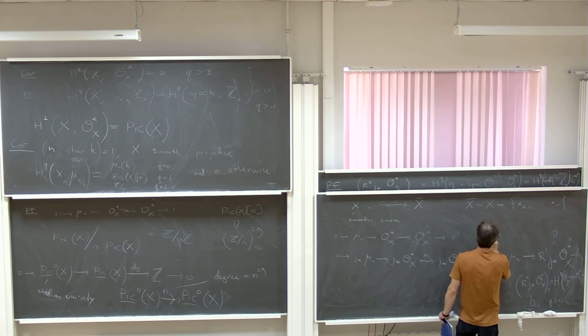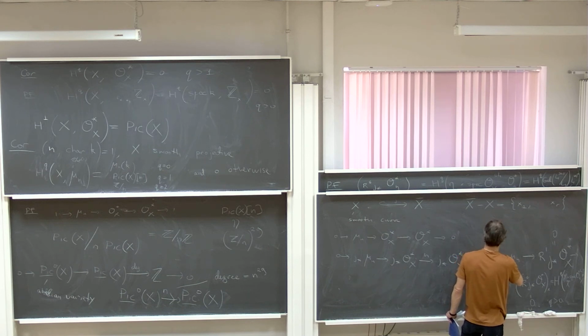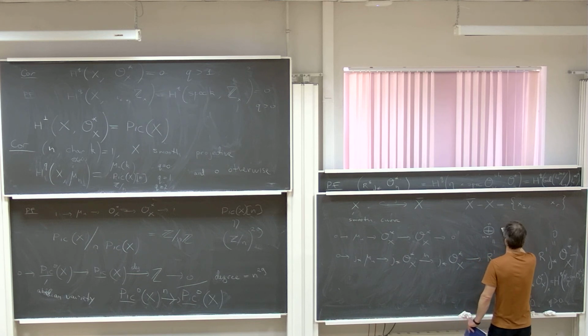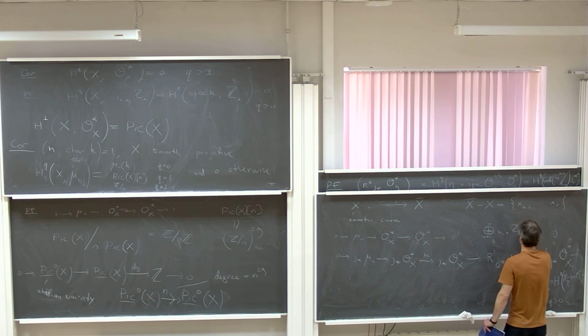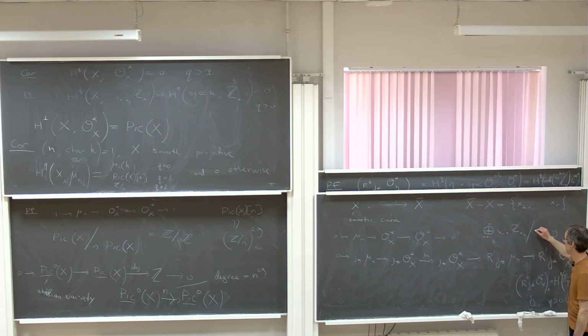over m equal 1 to n. And here you will have i_m, x_m star of the constant sheaf, modulo m. Okay? Modulo m.